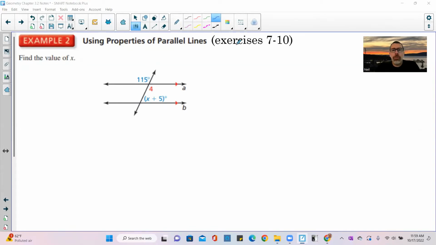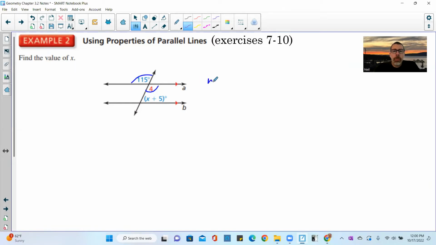After I do this example, you should be able to do exercises 7 through 10 on your homework. And so let's take a look at this. It says find the value of x. Well, this angle right here is obtuse. It is an exterior angle to the parallel lines, and it is congruent to angle 4 because they're vertical. And then angle 4 and this angle x plus 5 are consecutive interior angles or same side interior angles, and we know they add up to 180 degrees.